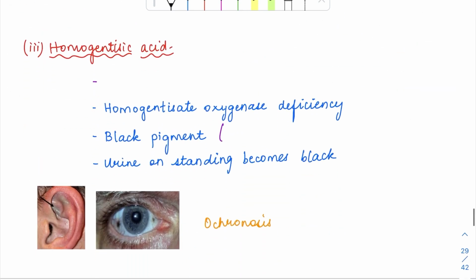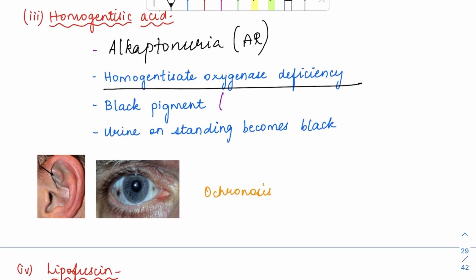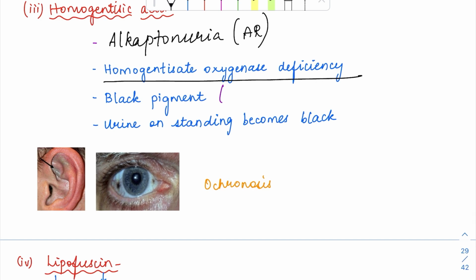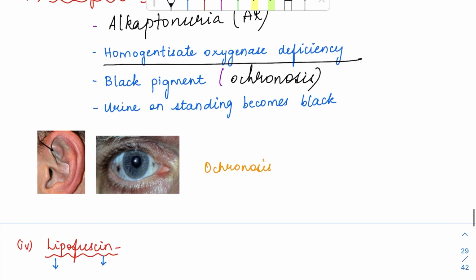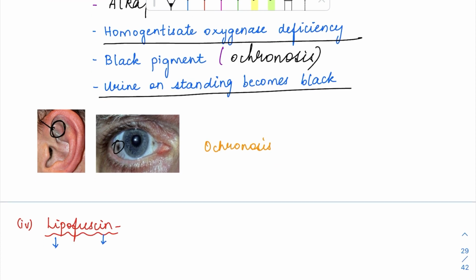Then we'll see about the third pigment, which is homogentisic acid. It is also a black pigment, seen in a condition called alkaptonuria. So alkaptonuria is an autosomal recessive condition due to an enzyme deficiency, which is homogentisate oxidase. So homogentisate oxidase deficiency will result in alkaptonuria. So there is going to be deposition of a black pigment in various connective tissues, and that is called ochronosis. So in cartilaginous tissue like the ear lobules and also in the sclera of the eye, you can see blackish deposition in these patients, and that is called ochronosis. And the classical history will be that urine on standing will become black. Okay, suppose the kid is wearing a diaper.